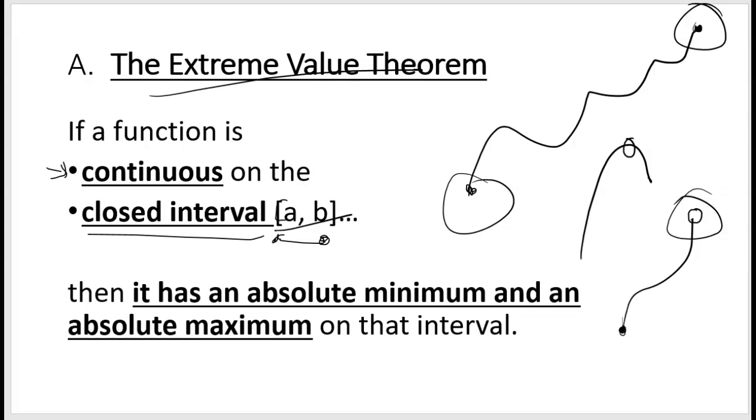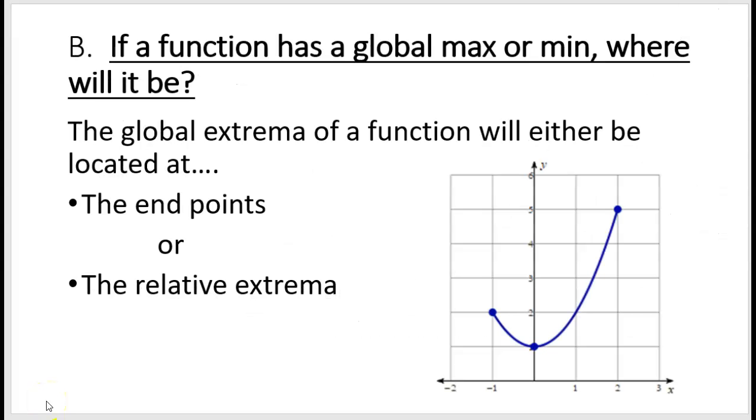So it has to be a continuous graph with no holes, gaps, or jumps, and the endpoints have to be solid dots. If that's the case, then there absolutely has to be an absolute max and an absolute min on that interval. So now that brings us to the next question. Okay, so the extreme value theorem just promises us that somewhere there is a minimum or a maximum, an absolute min and max, but it doesn't really tell us where that minimum and maximum is. So where do we look for it?